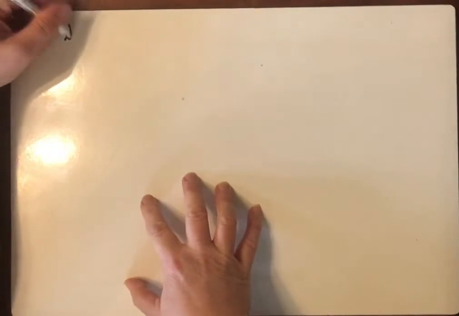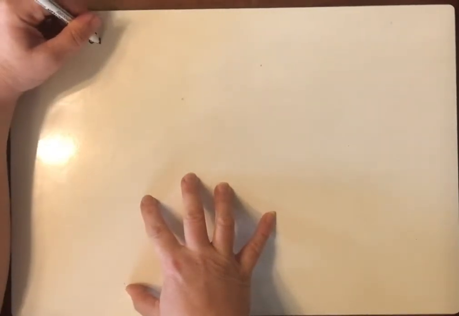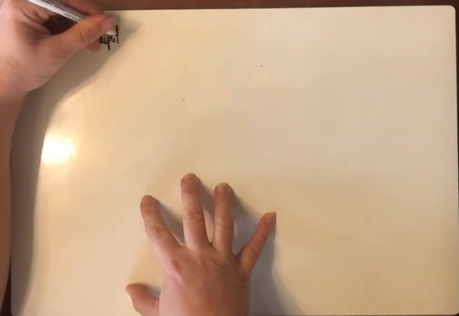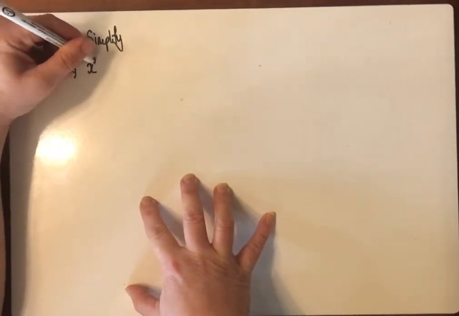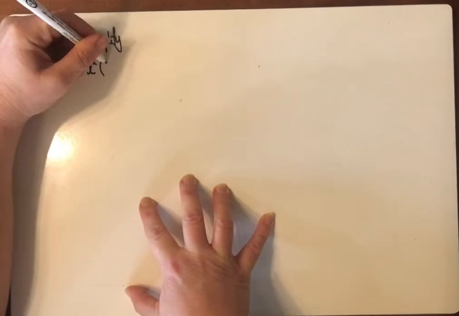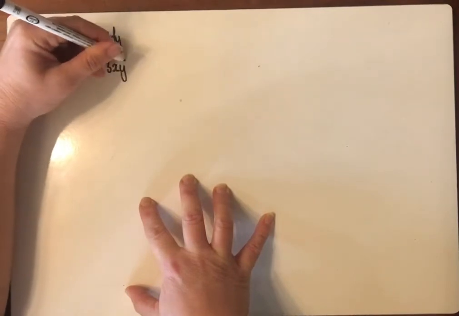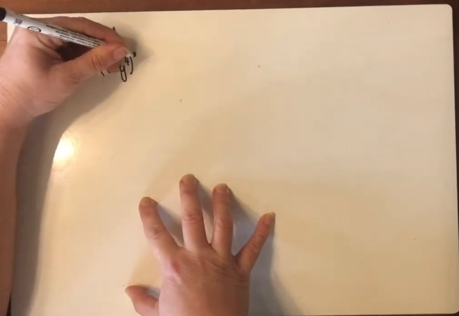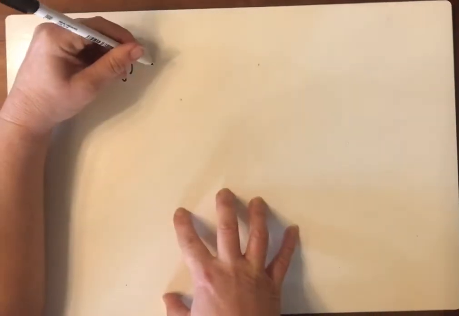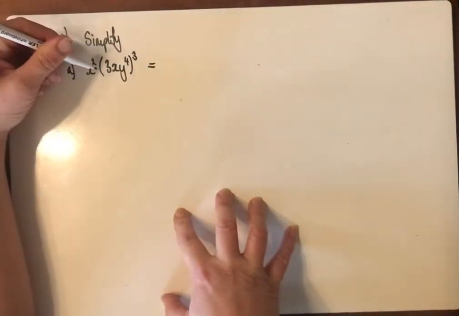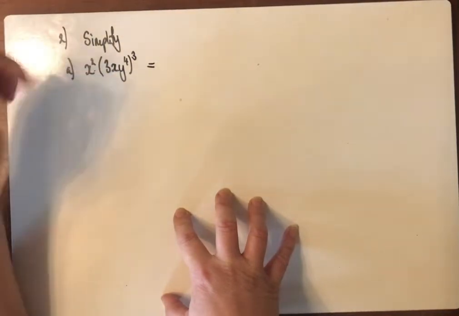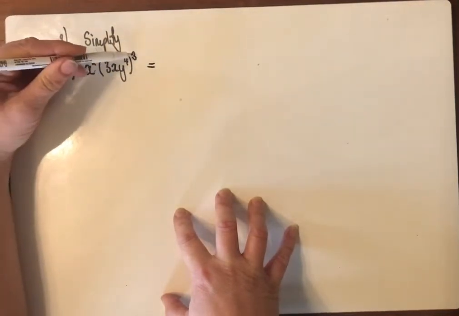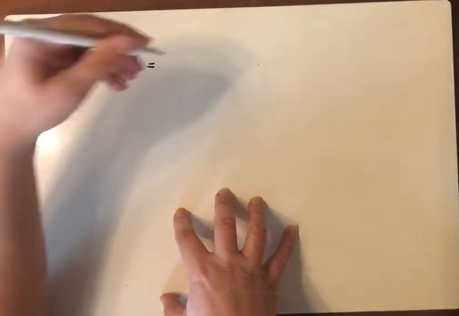I want to simplify x squared times 3xy to the power 4, cubed. If you're a bit unsure about this, there's a multiplication in there and there's multiplications between those. So here I can split this power across these multiplications.